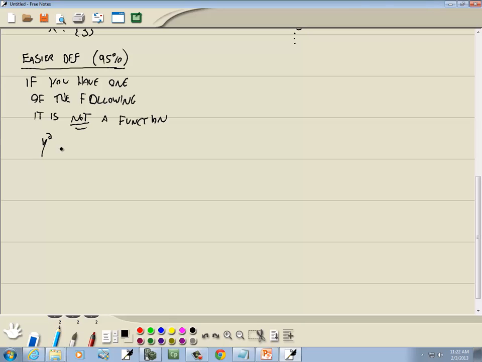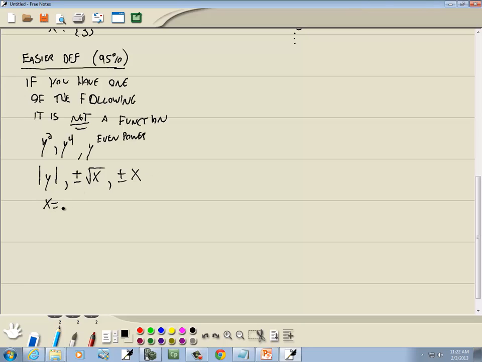If you have a y squared, if you have y to a fourth power, or just y to any even power, it's not a function. If you have the absolute value of y, it's not a function. If you have a plus or minus square root of x, it's not a function. Now, a negative before a square root of x is okay. A positive before a square root of x is okay. We just cannot have this plus or minus symbol. Or more generally, you cannot have plus or minus x of any form.